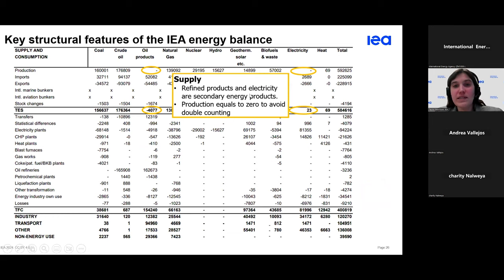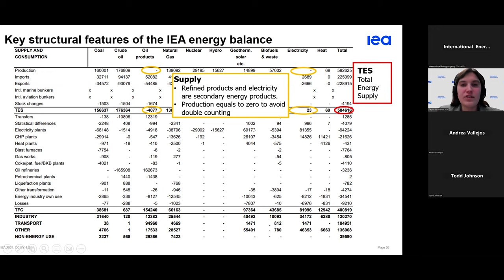You'll notice in the supply section, we have zero production for oil products and zero production for electricity. But we know that there's electricity and oil products produced in this country. The reason production is zero is because oil products and electricity are secondary energy forms. They are outputs of transformation, and therefore, in the energy balance, they are represented as outputs from the transformation sector as opposed to indigenous production. Only production of primary energy should be counted in the production row in an energy balance.